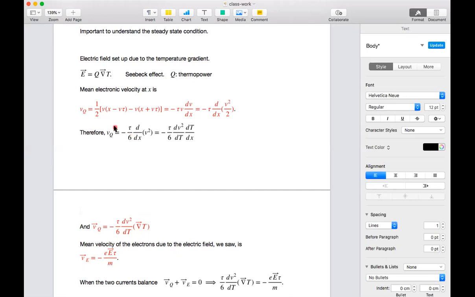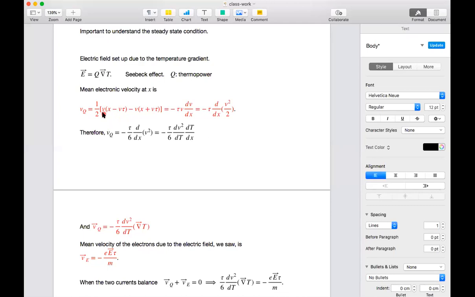Okay, so let me just go through the analysis. Maybe it will already answer your question. If not, we'll see it at that point of time. So what is the assumption here is that the electric field is some constant times gradient of T. So now we write this velocity because of the thermal gradient, the temperature gradient. So what is the mean velocity at some point x?